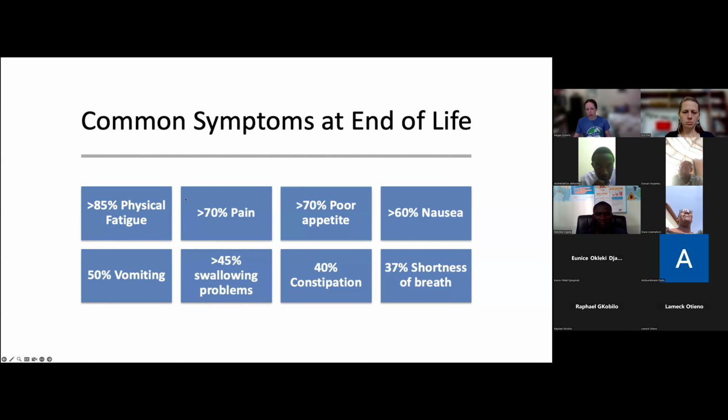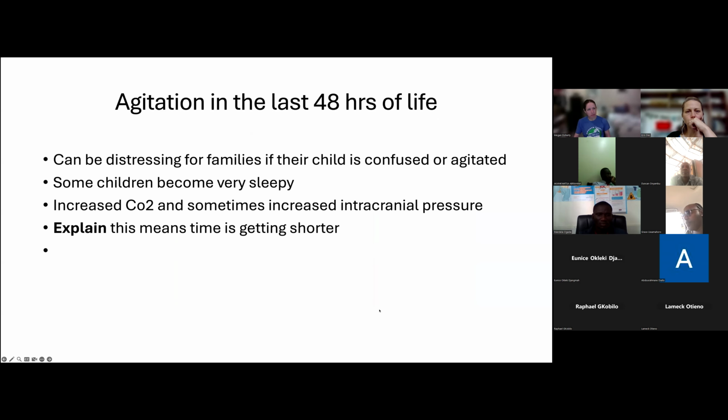Again, most children with cancer who are dying have pain. They have poor appetite. They have nausea, vomiting, swallowing problems, constipation, and shortness of breath. Okay, this is all types of cancer combined for this study. So you can see they actually have quite a lot of symptoms. Children with cancer have more symptoms at end of life than other children.